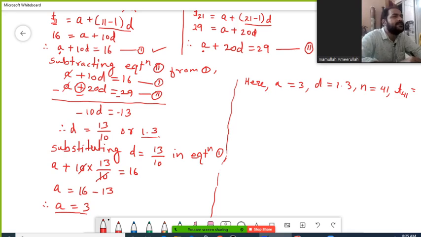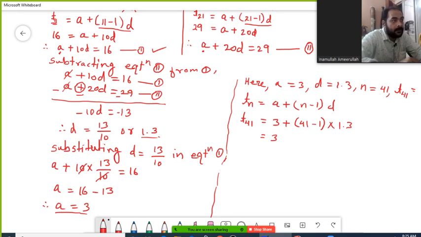Again I'll use the same formula, Tn equals a plus n minus 1 into d. So T41 we need to calculate. First term is 3, n is 41 minus 1, common difference is 1.3. After substituting, you can perform your basic arithmetic. 3 plus 41 minus 1, that is 40, into 1.3.